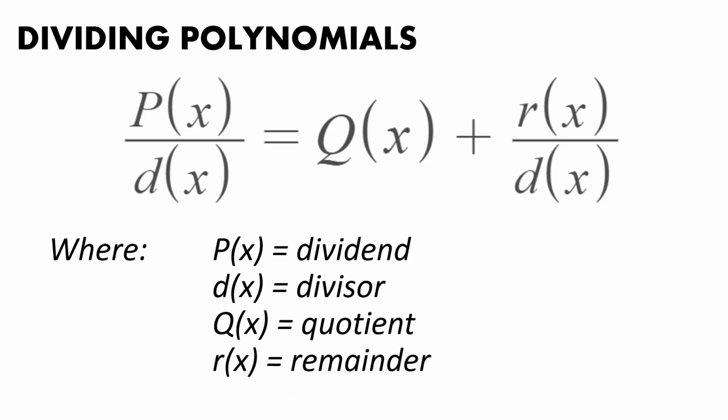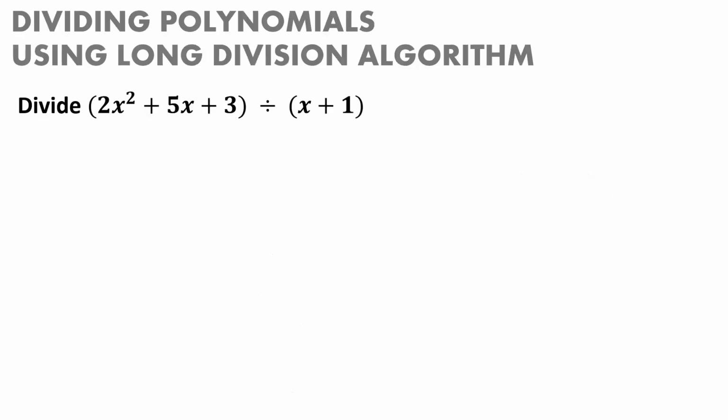And take note, when we're writing a quotient with a remainder, the divisor must be under, or on the denominator part of, the remainder. Okay? So what are the methods? First, dividing polynomials using the long division algorithm. Example, we have 2x squared plus 5x plus 3 divided by x plus 1.